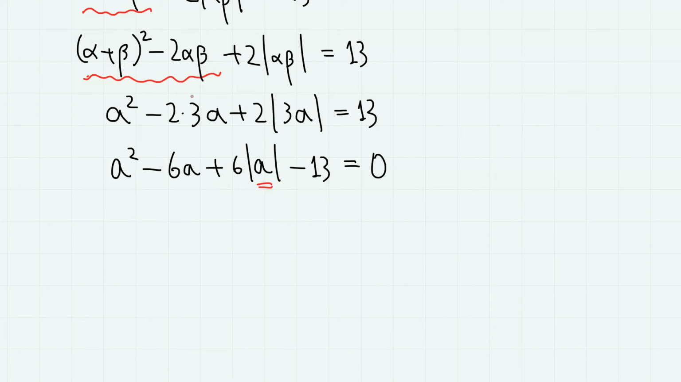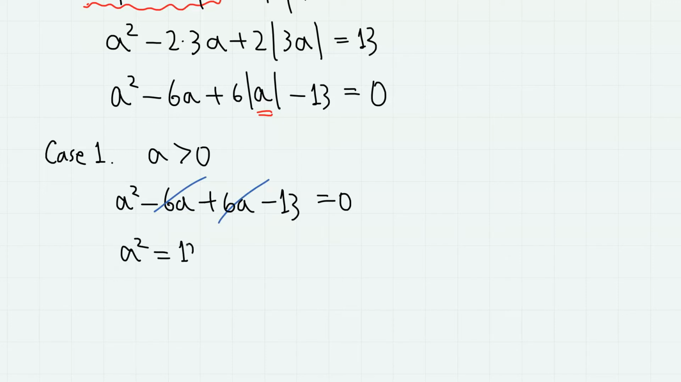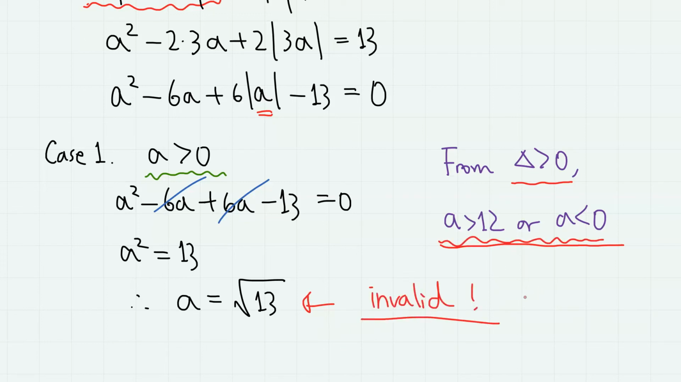Now let's divide the cases. When a is positive, a squared minus 6a, then plus 6a minus 13 equals 0. So we have a squared equals 13, and since we have a positive a condition here, we must choose only square root of 13. However, previously from the discriminant condition, we have already obtained this condition, and square root of 13 does not satisfy this range. Therefore, this value is invalid.